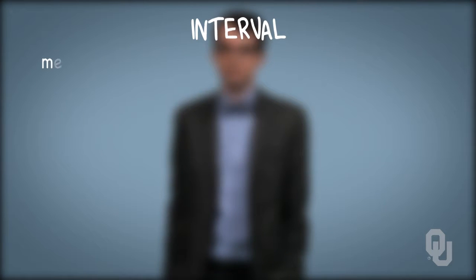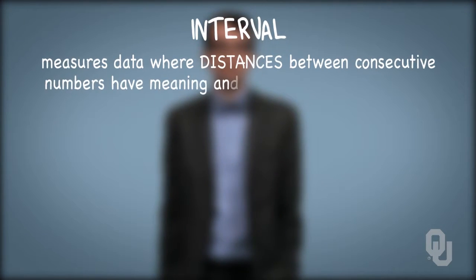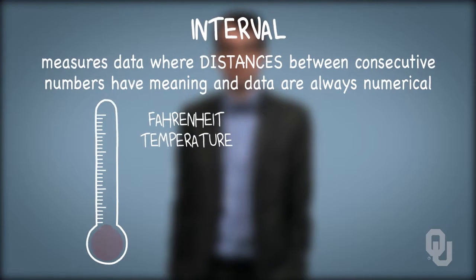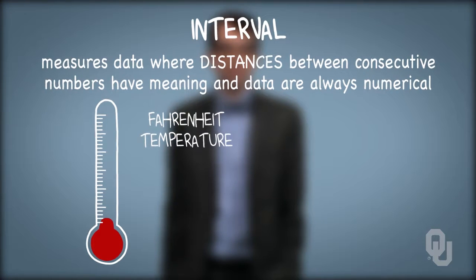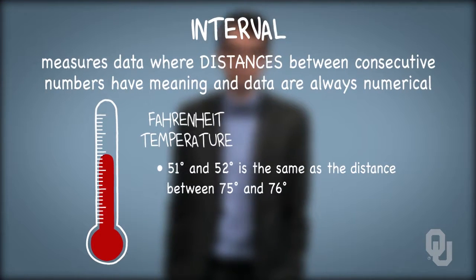The interval scale measures numerical, not categorical data, where the distances between consecutive numbers have meaning. There aren't many examples of interval scale measures, but the most commonly discussed one is Fahrenheit temperature. With Fahrenheit temperature numbers, the temperatures can be ranked, and the amounts of heat between consecutive readings are the same. The distance between 51 degrees and 52 degrees is the same as the distance between 75 degrees and 76 degrees.